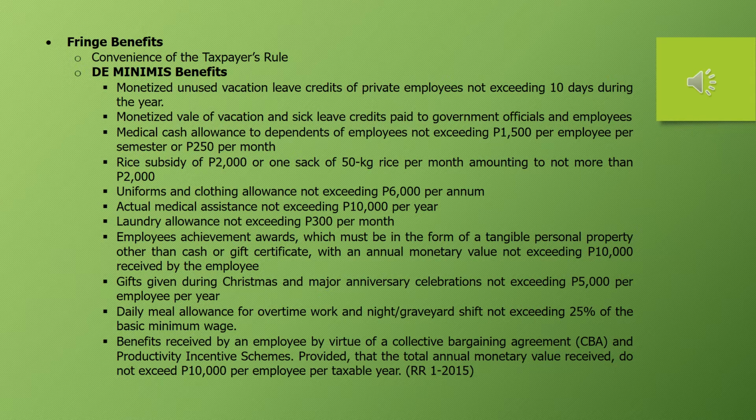So, kung in a year, so alam na natin kung paano i-account yan. Next is uniforms and clothing allowance. Okay, not exceeding 6,000 per annum. Dati 4,000 yan. But under the TRAIN law, 6,000 per annum. Actual medical cash assistance, example, medical allowance, okay, to cover healthcare needs, annual medical executive checkups, okay, not exceeding 10,000 per annum or per year. Laundry allowance, not exceeding 300 pesos per month. Okay, hindi naman siya nag-iba. Okay, fixed pa din siya.